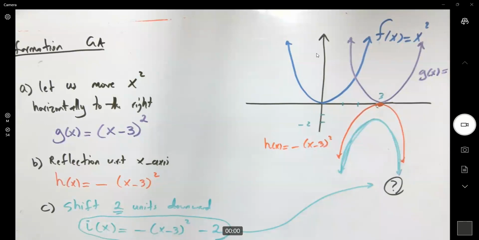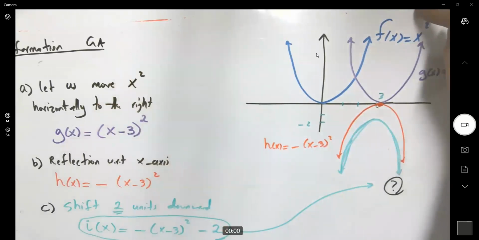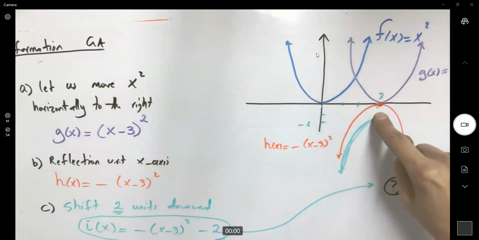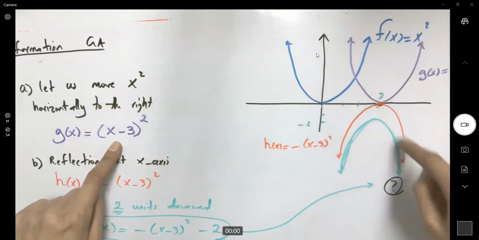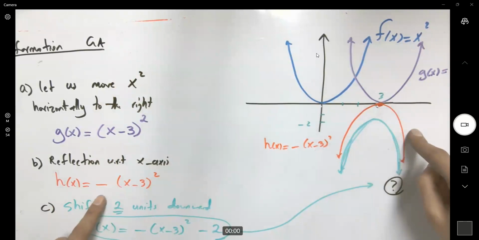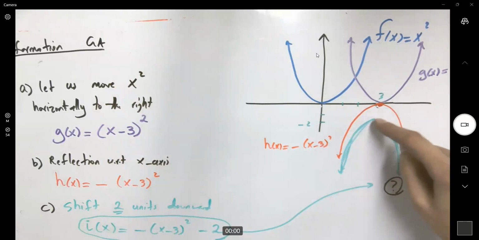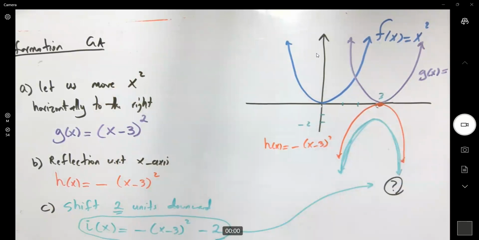This is this guy. So we started by taking x squared, shifting it horizontally to the right by 3 units. Then we have a reflection with respect to the x-axis by multiplying by a negative sign. And then finally, we take this red graph and shift it 2 units downward, which is this green graph.